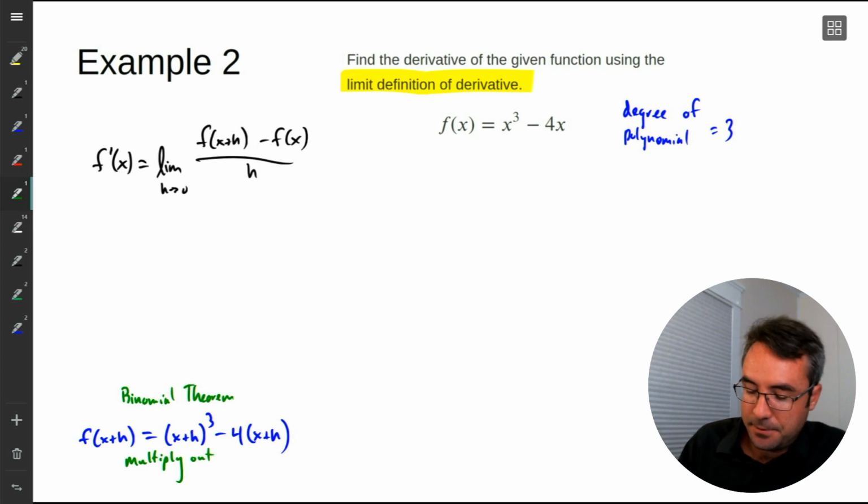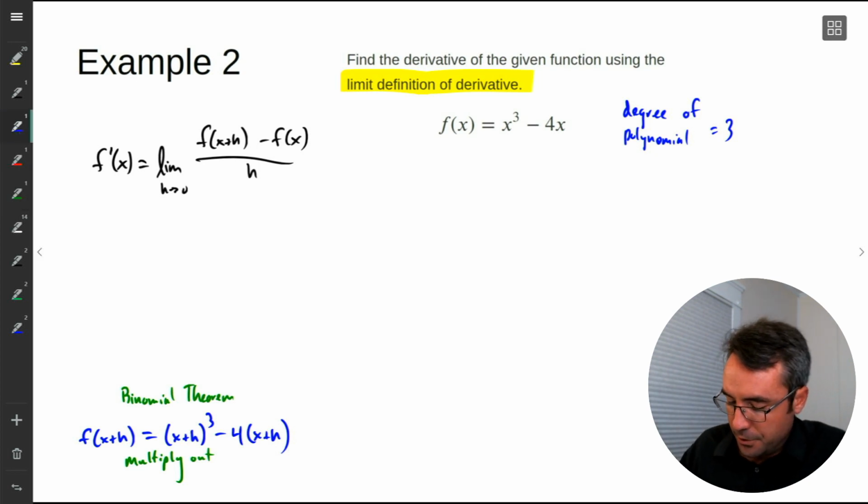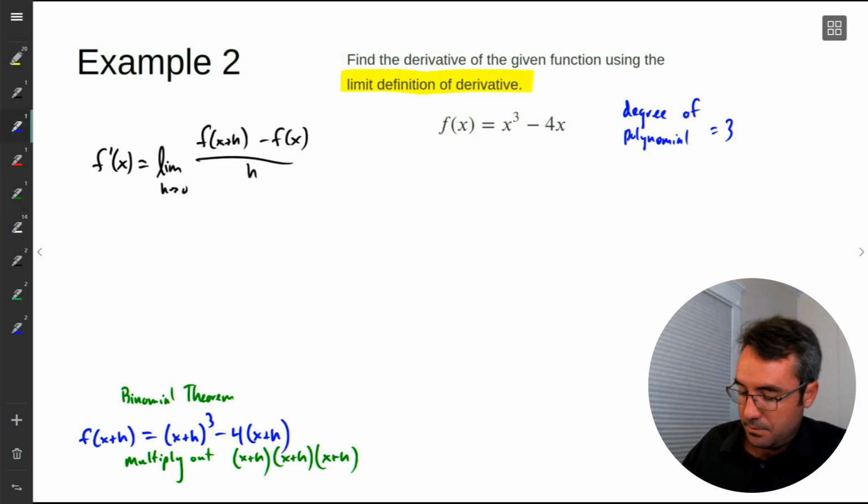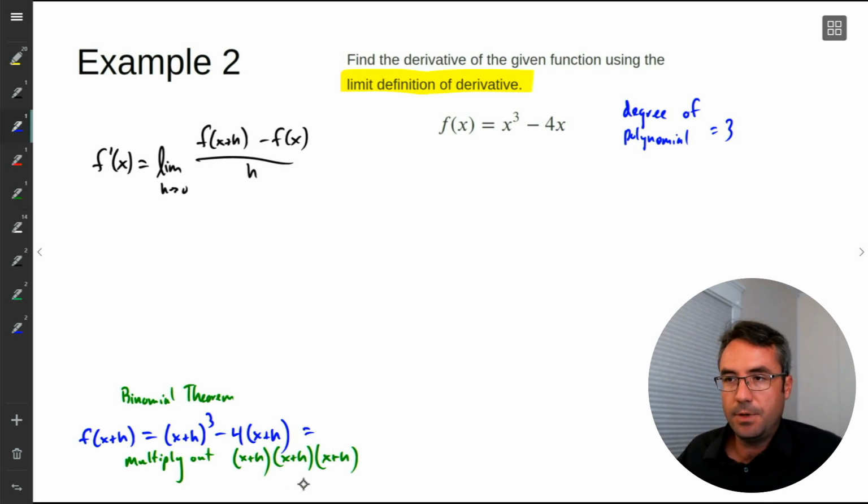If you're going to multiply this out, what you would do is you would just rewrite that as x plus h times x plus h times x plus h, that cubed. So you just have to multiply these two terms together, and then once you have those multiplied together, you'd multiply in this additional x plus h. So you're kind of going through the FOIL process there a few times. Not too bad. Something to do. So, this would be good practice just to show these steps.